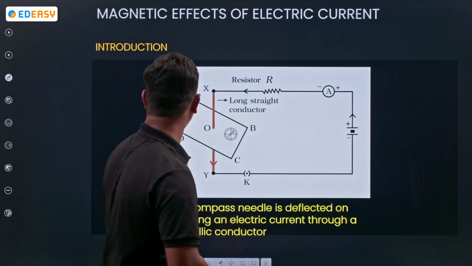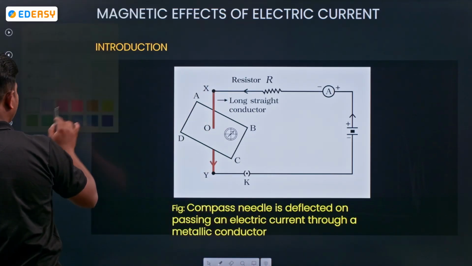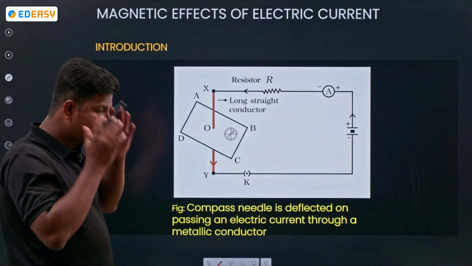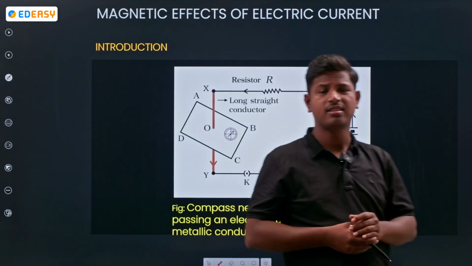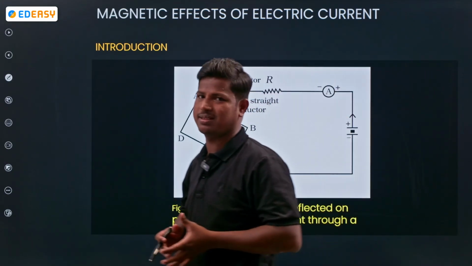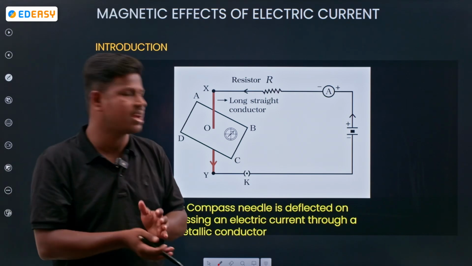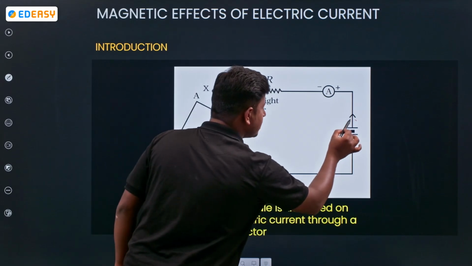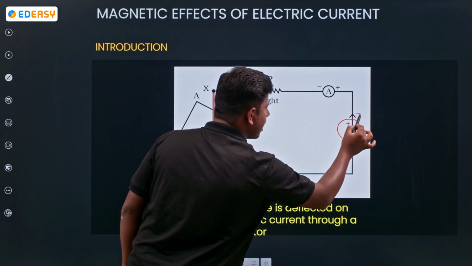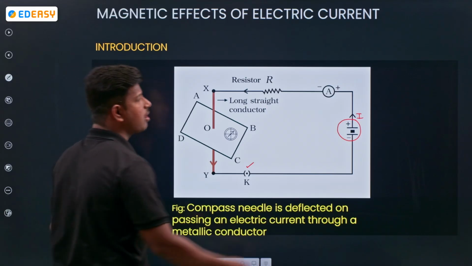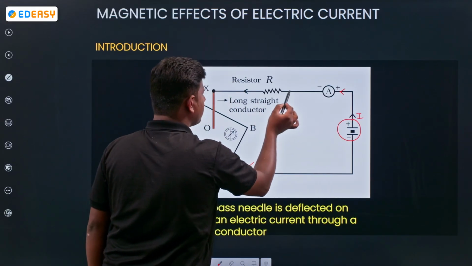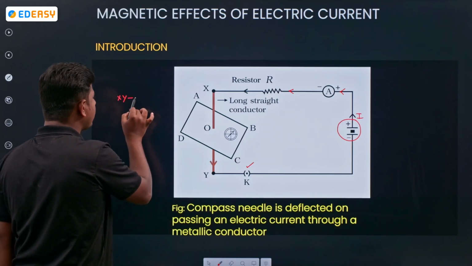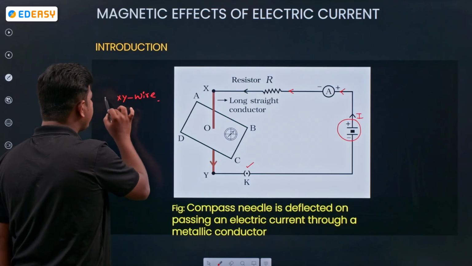Yes. Let's see here. By looking at the picture, what do you understand here? Is there anything in your mind? Just take a few quick seconds. See, there is a plug key, and here is a battery. From the battery, let us consider I is the amount of current coming, and it passes through the ammeter, and it passes through the resistor also, and it is passing through the XY wire.